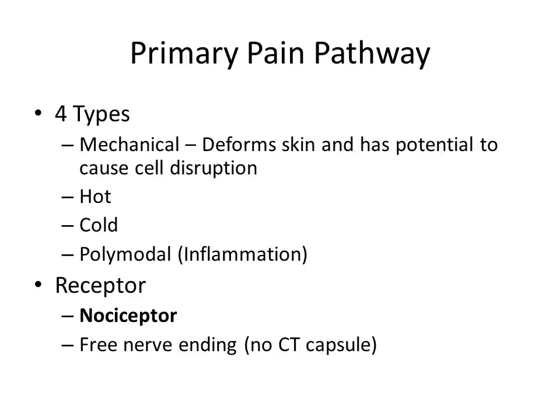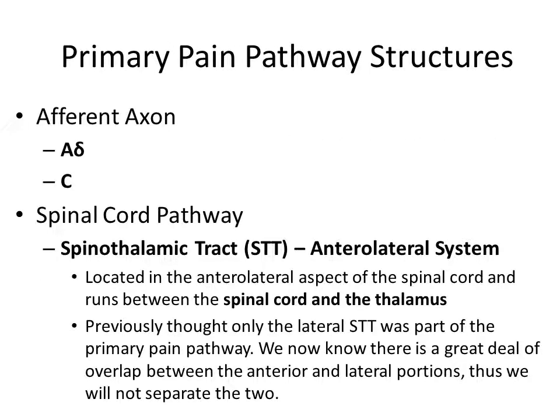The receptor we've mentioned is a nociceptor. You'll recall that from our prior lecture. This is a free nerve ending. There's no connective tissue capsule. Pain information is carried on A delta and C fibers from the skin area. Now, if we're talking deep tissue, we should really refer to those as type 3 and type 4 afferents.